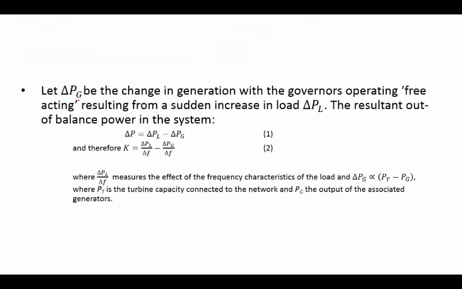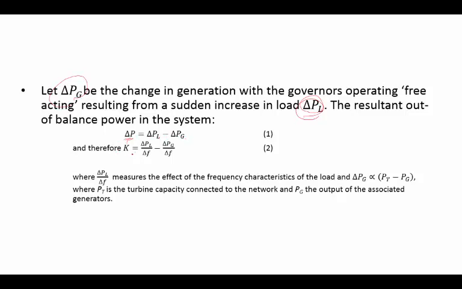Let's say we have delta PG, the change in the generation with the governors operating under free governing action. It results from a sudden increase of load, delta PL. The resultant out of balance of the power system, because of the sudden increase in the load, must be reflected in delta P, because of the unbalanced system. So we have the power error here. Delta P is equal to delta PL minus delta PG.